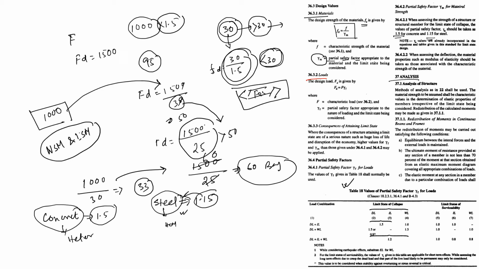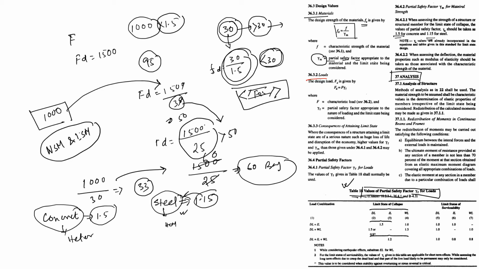Today's discussion is about the analysis part. How should we do the analysis? Before starting this analysis, first I am talking about Table number 18: what are the different types of partial safety factor and when we use these particular values. First I will dictate what is written here, then I talk about when we should use this.